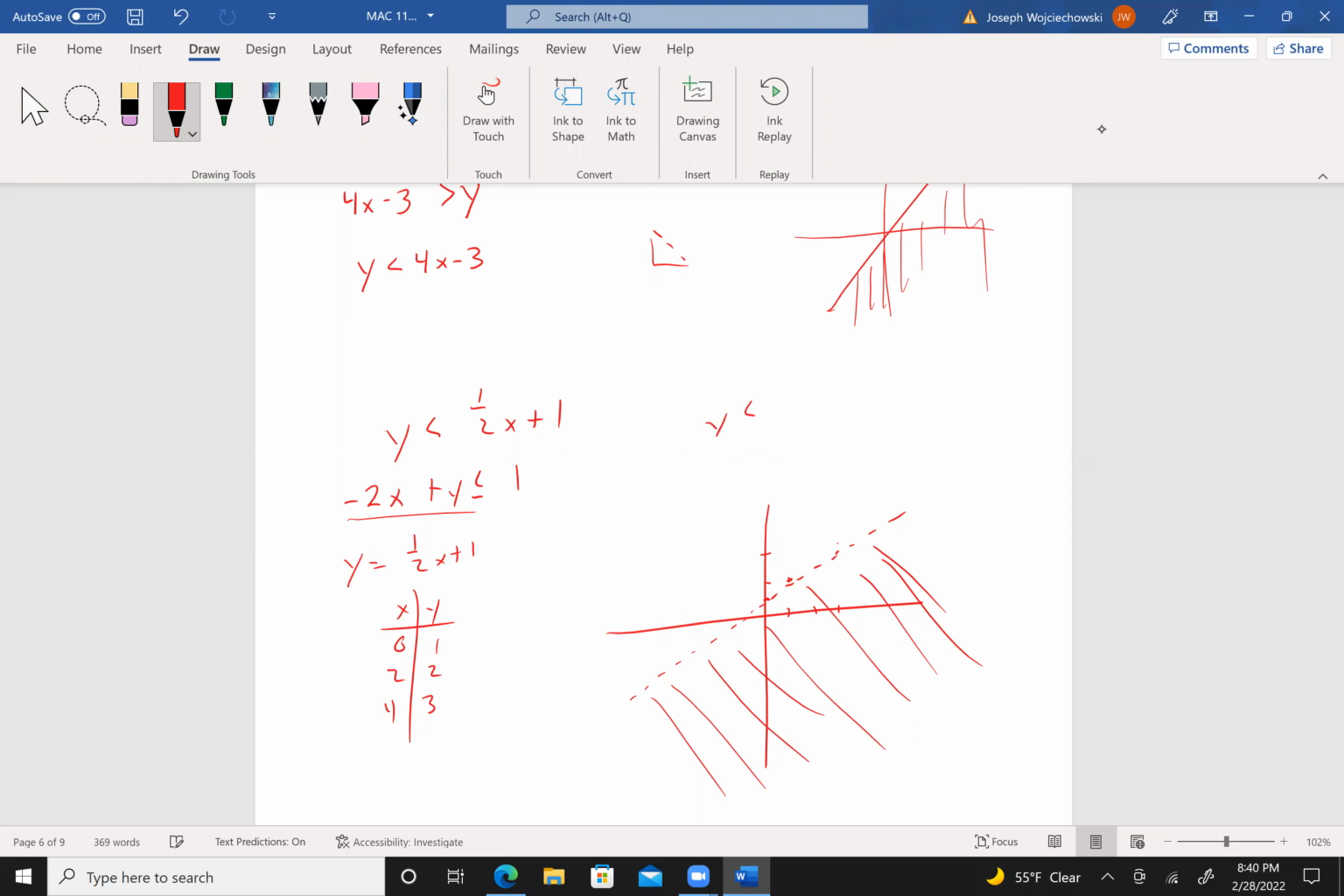Now let's look at our second equation here. I have y is less than or equal to 2x plus 1. Again, I can plot some points. x is 0, I have 1. x is 1, I have 3. x is 2, I have 5. So I have 0, 1; 1, 3; 2, 5. This is equal to, so I'm using a solid line, something like that.